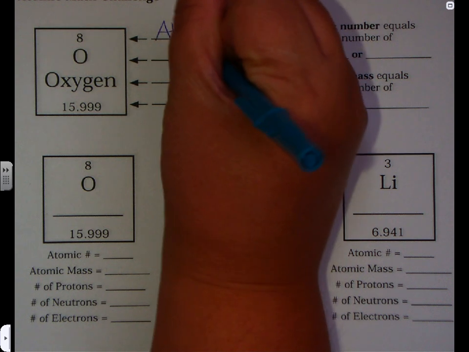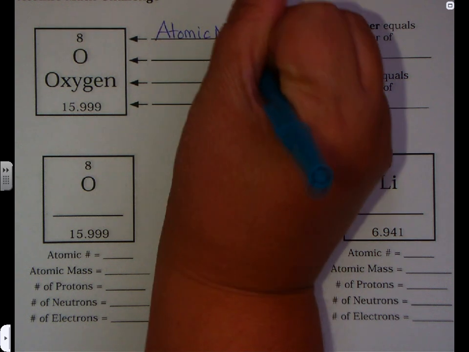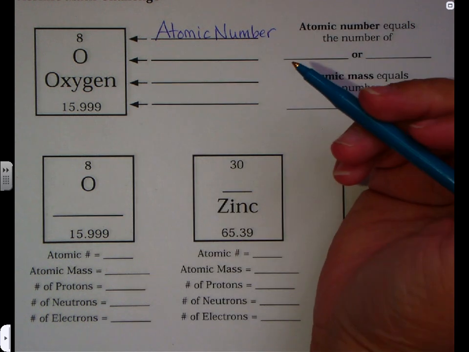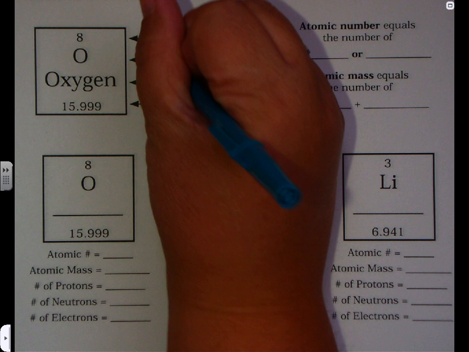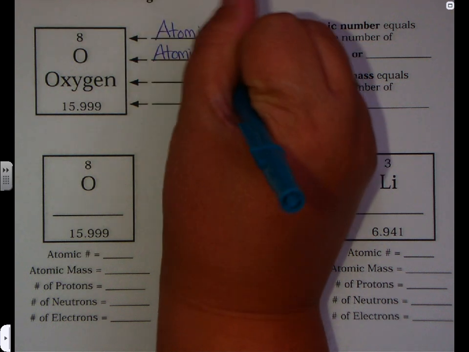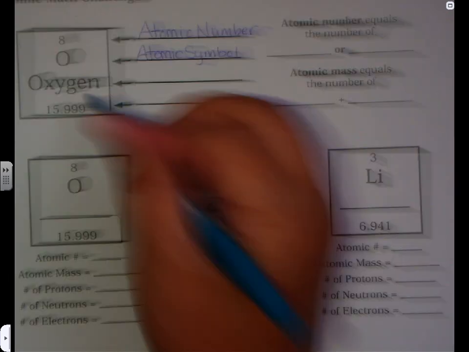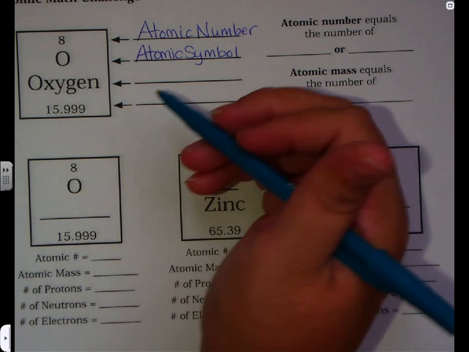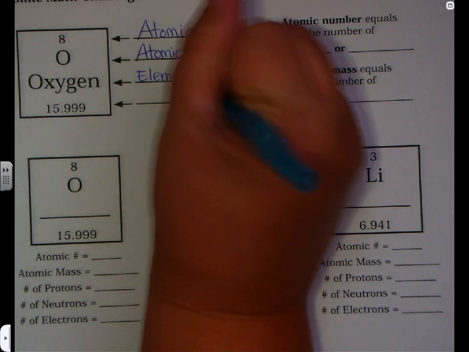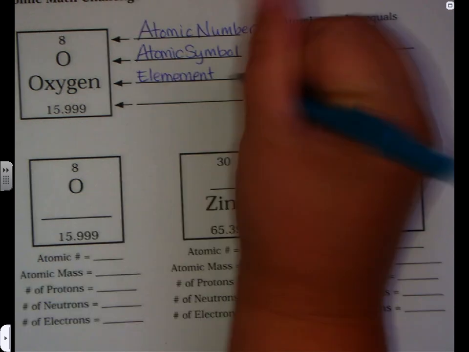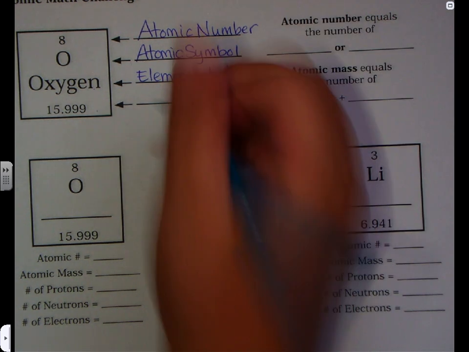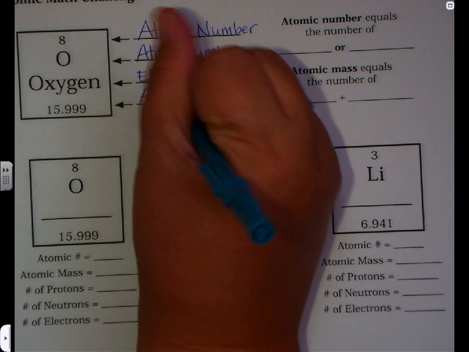Okay, what about the O? Symbol or atomic symbol or element symbol, any of those would be fine. It's interchangeable. What about oxygen? Name, element name. That's what I like. And then the last number, atomic mass. And then what are we always doing to the atomic mass? Rounding to the nearest whole number.